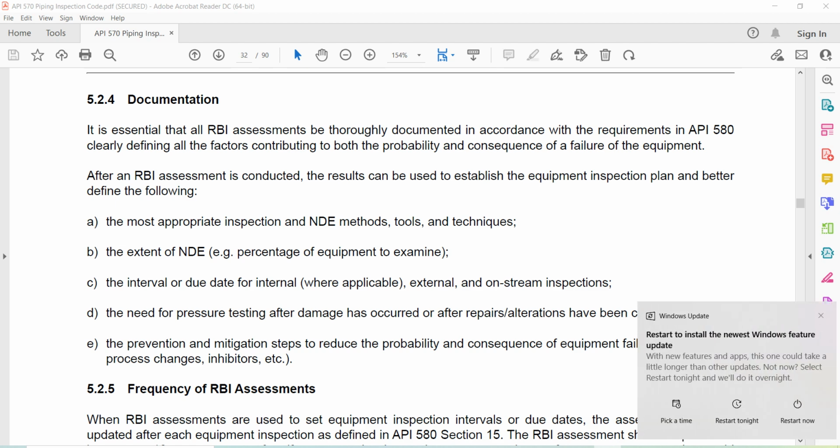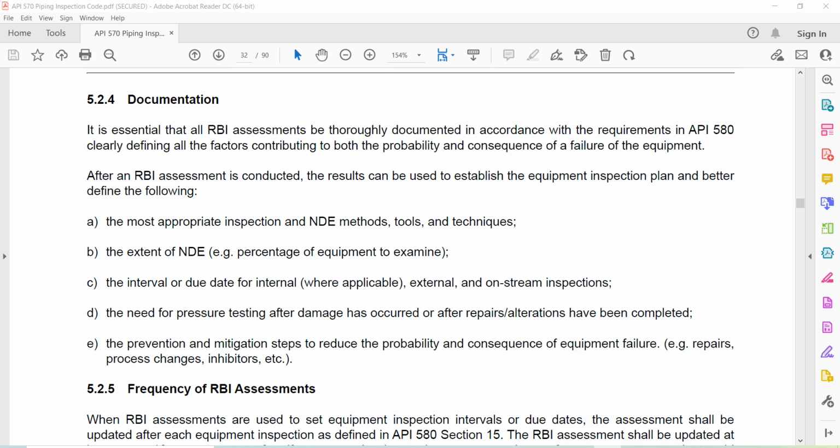5.2.4 Documentation. It is essential that all RBI assessments be thoroughly documented in accordance with the requirements of API 580, clearly defining all factors contributing to both the probability and consequence of failure of the equipment.